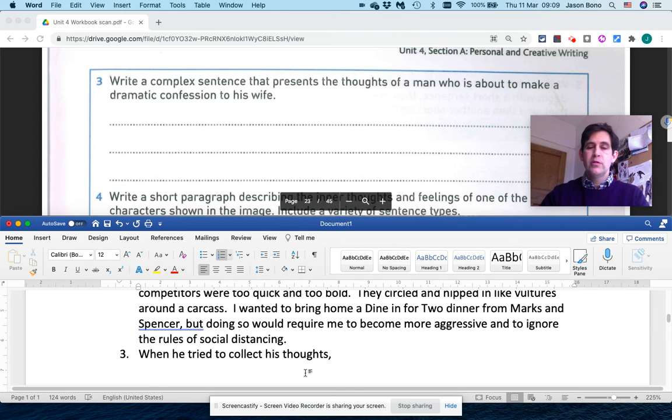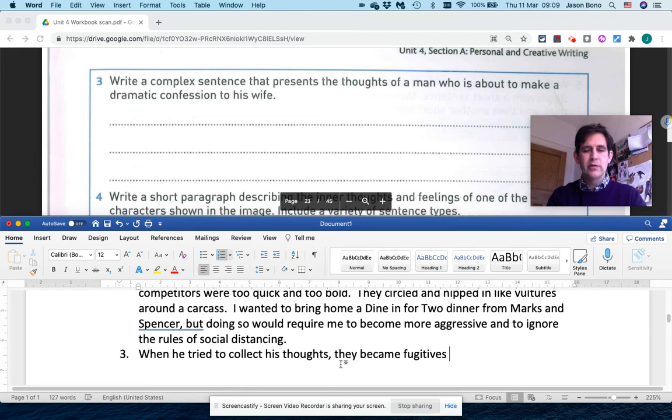Okay. So, "when he tried to collect his thoughts," what happened? Okay. They, I want to say that they ran away, but I want to say it in a more dramatic way. They became fugitives. Okay. Now that's a metaphor. I'm comparing his thoughts to people who are running away from the police.